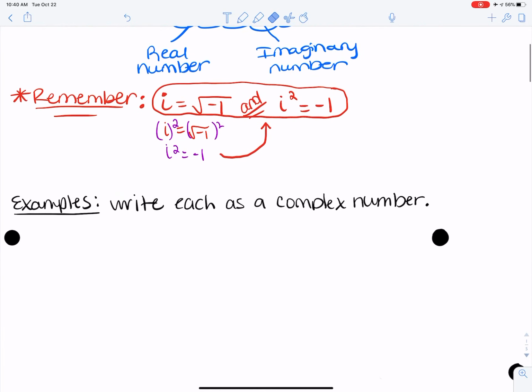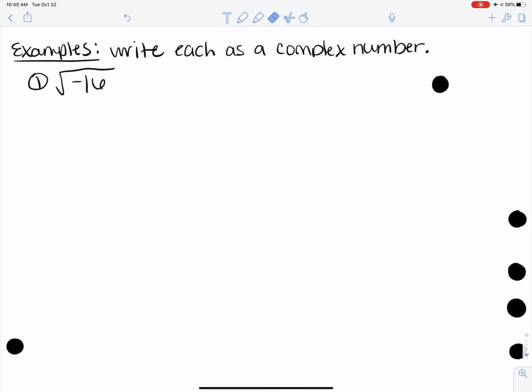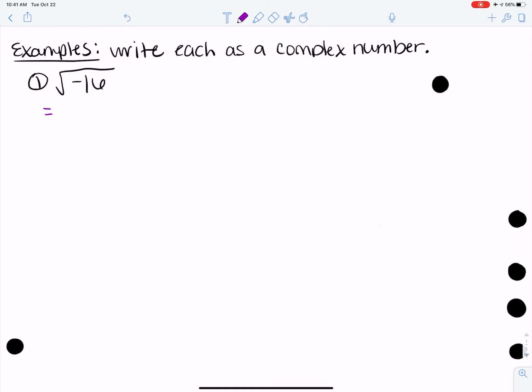First example, we want to write each as a complex number. So, example 1, we have the square root of negative 16. If you think about it, that is the same thing as the square root of 16 times negative 1. I just break it apart and take the negative part away from the 16, because the negative part is what makes us have an i. And then we solve them separately. So we have the square root of 16 times the square root of negative 1.